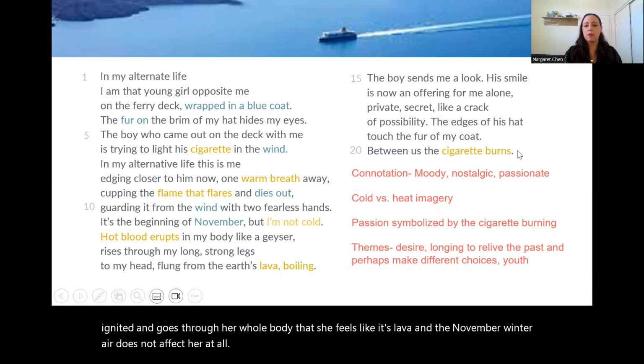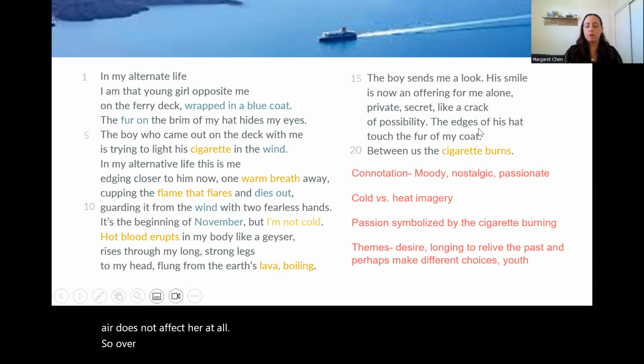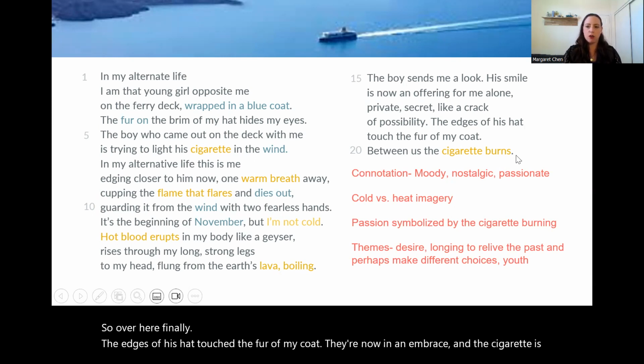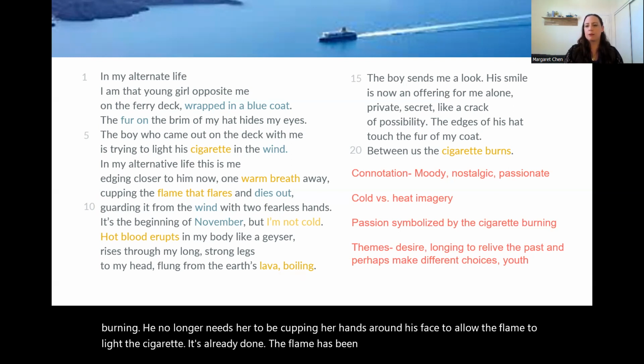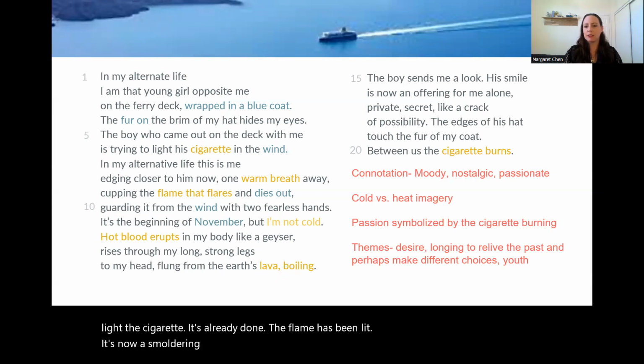So over here, finally, the edges of his hat touch the fur of her coat. They're now in an embrace, and the cigarette is burning. He no longer needs her to be cupping her hands around his face to allow the flame to light the cigarette. It's already done. The flame has been lit. It's now a smoldering passion that lasts between the two.